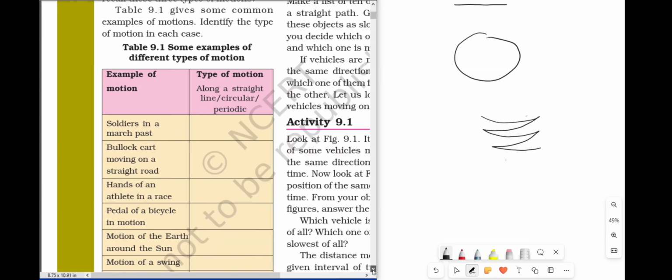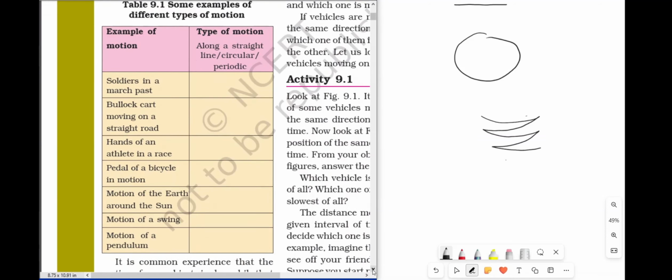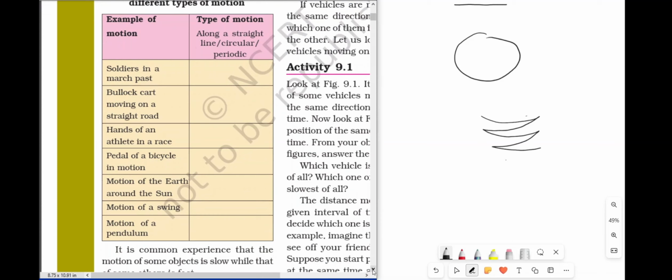तो पहला हम देखते हैं soldiers in a march past. So have you ever seen soldiers marching in a march past? तो आप देखते होंगे कि usually सोल्जर्स स्ट्रेट लाइन में बिल्कुल एकदम सीधे मार्च करते हैं. So this is a motion which is in a straight line. Next, a bullock cart that is moving along a straight road. So since it's a bullock cart and it's moving on a straight road, this motion will also be a motion in a straight line. Hands of an athlete in a race.